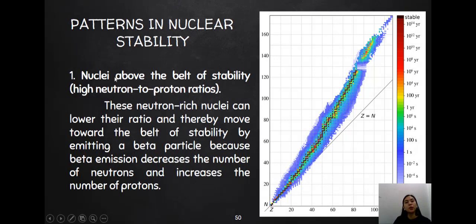So it says here, the first one, nuclei above the belt of stability, high neutron to proton ratio. So yung mga nandito. These neutron-rich nuclei can lower their ratio and thereby move toward the belt of stability by emitting a beta particle, because beta emission decreases the number of neutrons and increases the number of protons. So, ibig sabihin po kasi, pag mataas yung inyong neutron to proton ratio, masyadong maraming neutrons. So, therefore, para mabawasan yung neutrons na yan, dapat po mag-undergo siya ng beta particle emission. Such that, pag nag-undergo yung element ng beta particle emission, mababawasan po yung kanyang neutron. Mas lalapit siya dito sa belt of stability.